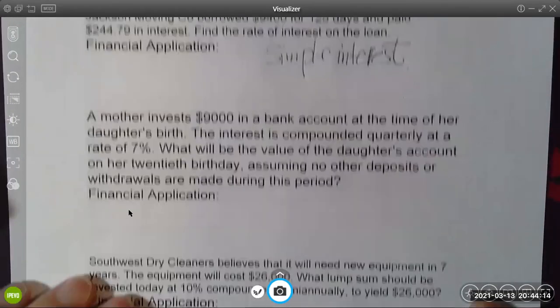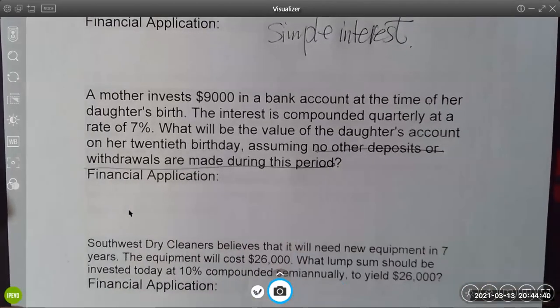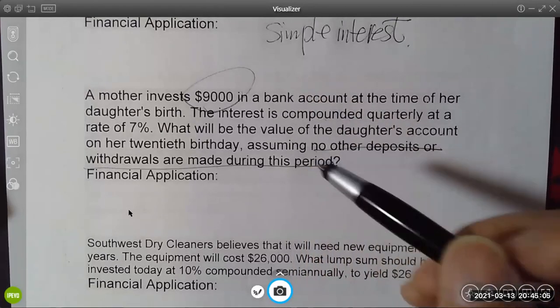Now, next one: a mother invests $9,000 in a bank account at the time of her daughter's birth. The interest is compounded quarterly at a rate of 7%. What will be the value of the daughter's account on her 20th birthday, assuming no other deposits or withdrawals? This is critical information. It means this $9,000 is a one-time deposit. That's a major difference between a regular compound interest account and an annuity account. In an annuity, whether future value or present value, both involve repeating deposits or repeating withdrawals. It's not one time. A one-time deposit with compounding is just a regular compound interest account.